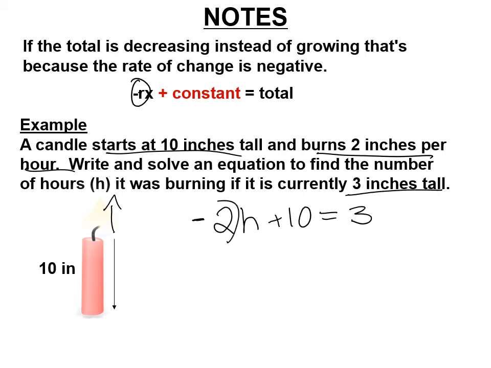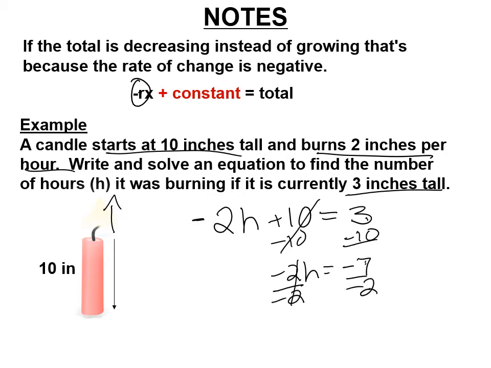All you need to know here is the coefficient is negative. Then you solve it the normal way. So negative 2h equals 3 minus 10, negative 7, not 7. Divide by negative 2 on both sides. Notice what happens. The two negatives cancel each other out, and you get 7/2. Now, no one says time is 7/2. So normally, 7/2 is a perfect answer, but normally we would say 3.5 hours.